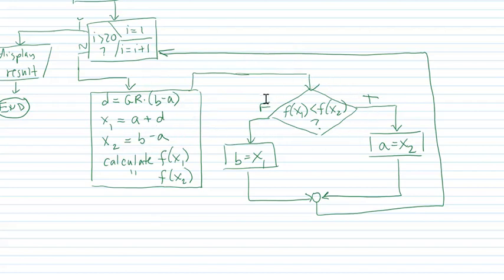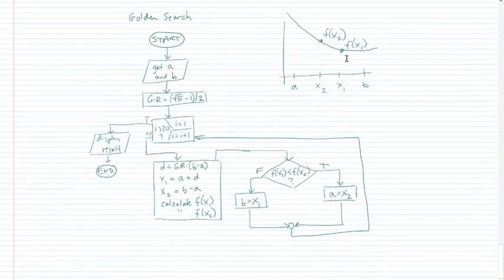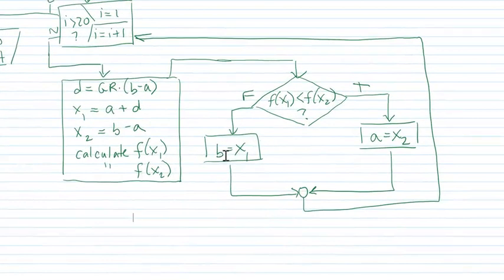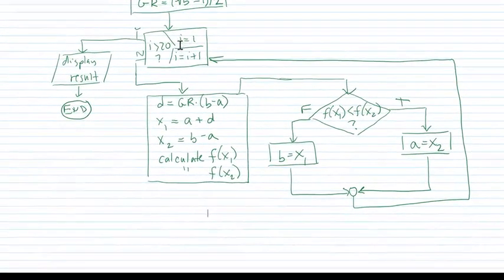And then we go into a two-way if-then. If the function value at x1 is less than the function value at x2, we set the new A to the old x2. Otherwise, we set the new B equal to x1. And we go back here, and after 20 rounds of iteration, we display the result.